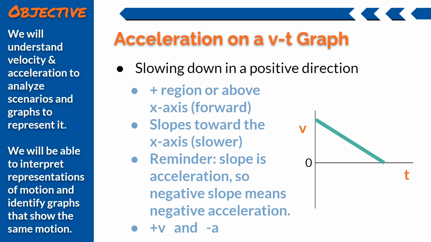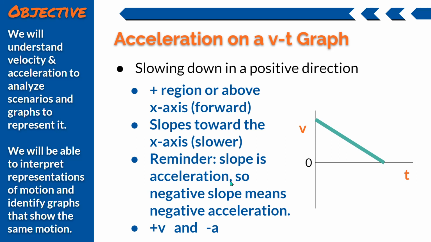So, if you want to show something slowing down in the positive direction, it needs to be in the positive region, or above the x-axis. That's how you know you're moving forward. And if you want to show slowing down, it needs to approach 0. It doesn't have to touch it necessarily if it doesn't stop, but this one shows slowing to a stop.